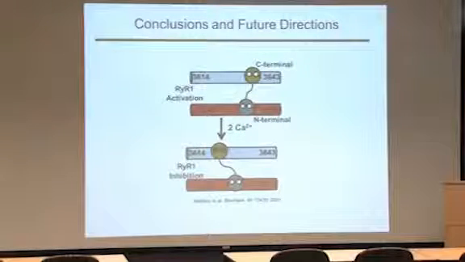That would suggest this model is probably the more likely one, where apocalmodulin activates the channel, and calcium binding to the C-terminal EF hands causes channel inhibition. That's just a part of the puzzle. We're doing more work with peptides from the channel. We do know that the calmodulin can bind either of these peptides, and we're working on which EF hand or which terminal binds which peptide.